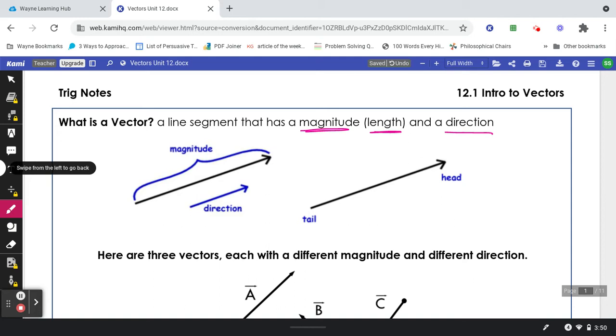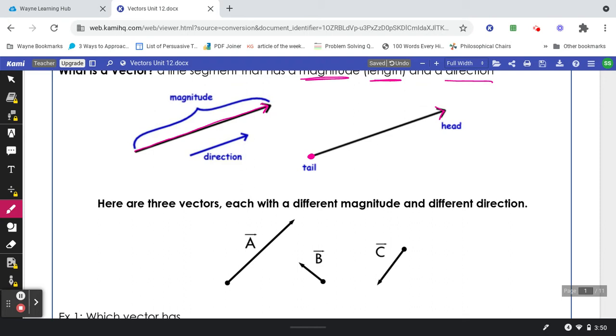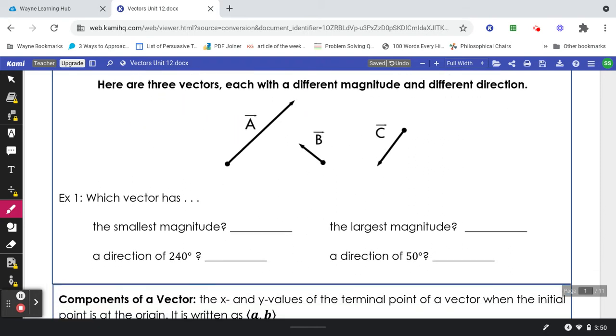So you can see this first arrow here. This is your vector. How long it is is called the magnitude, and the direction it's going, like 30 degrees, would be your direction. The starting point of this is called the tail, and where the arrow is, is called the head of the vector. So we have three vectors here, each with a different magnitude and a different direction, A, B, and C. So which vector has the smallest magnitude?